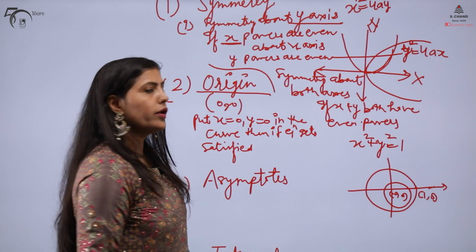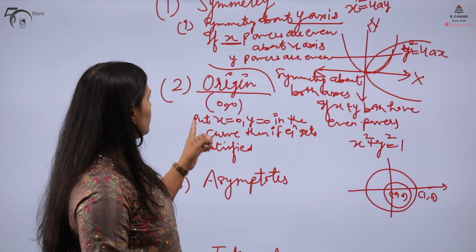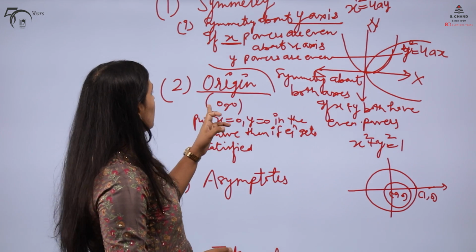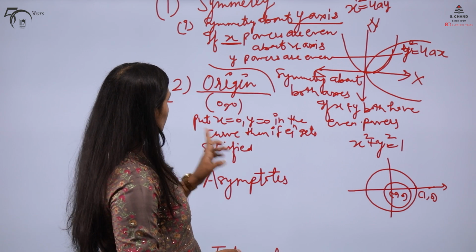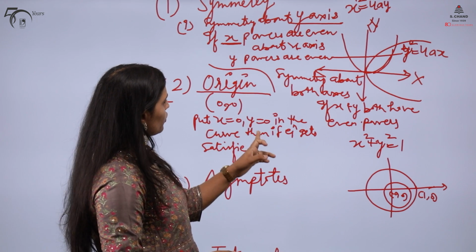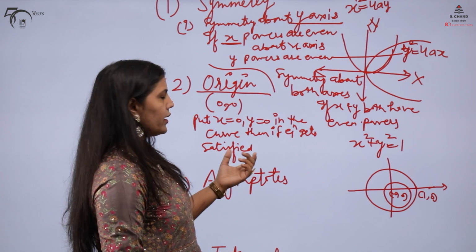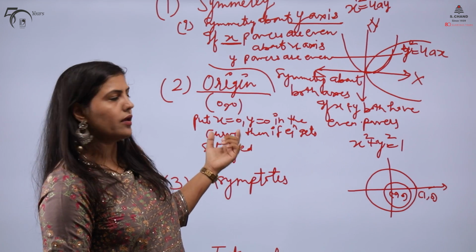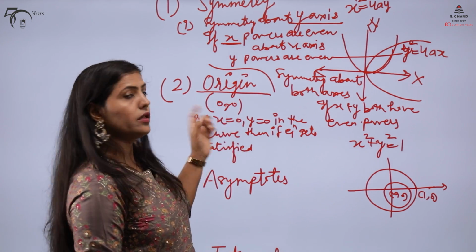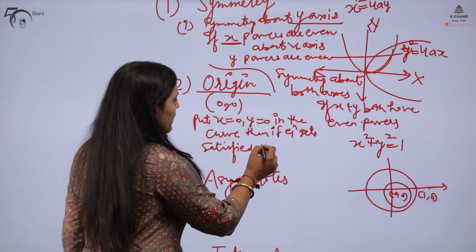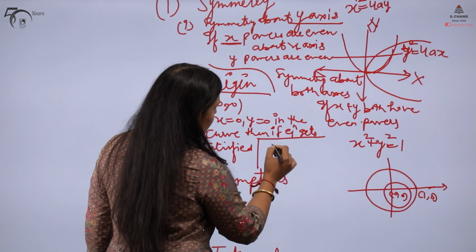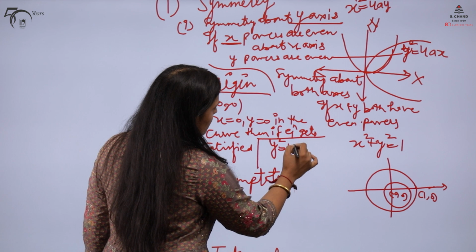Next, the second point for curve tracing is the origin. And what does that mean? Origin is 0, 0. So what you will do is put x equal to 0, y equal to 0 in the curve equation, and if the equation gets satisfied, you will say that the origin is lying on the curve. I am taking one example again. So this is the example.